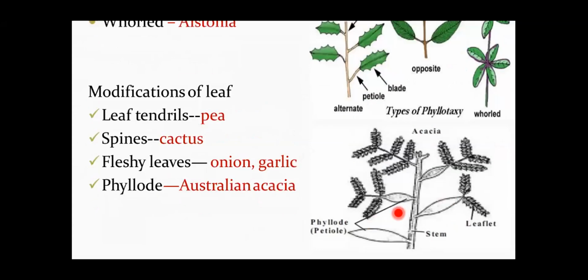Okay, so this is a very good picture of phyllodes where the petiole is shown in an expanded form, and this is designed to carry out photosynthesis. Okay, so this is called phyllodes in case of Australian acacia. You can add some more examples here, like leaves of certain insectivorous plants like Nepenthes, Venus flytrap also can be considered as modification designed for trapping their food or insects.